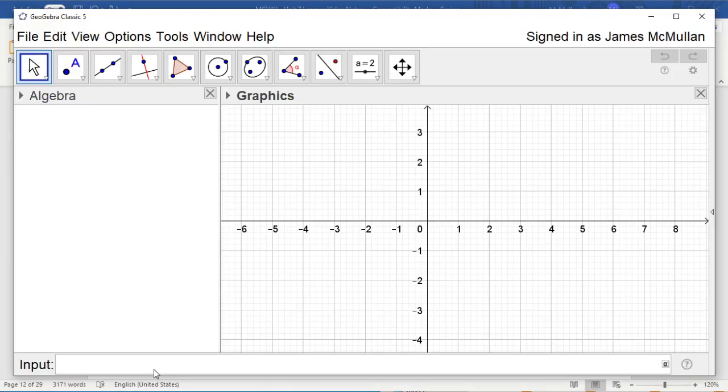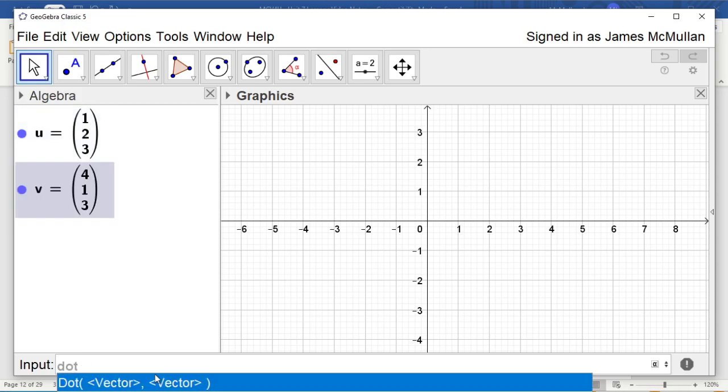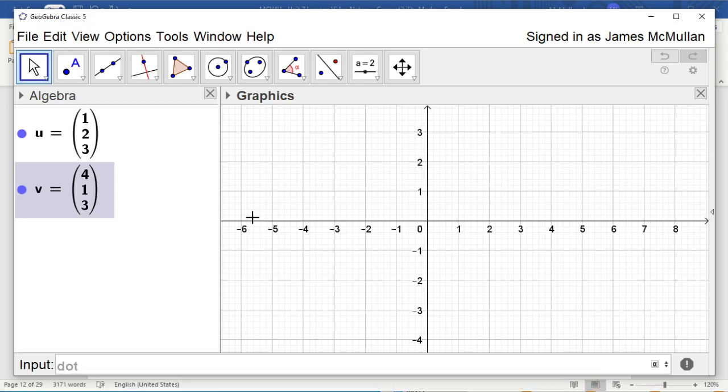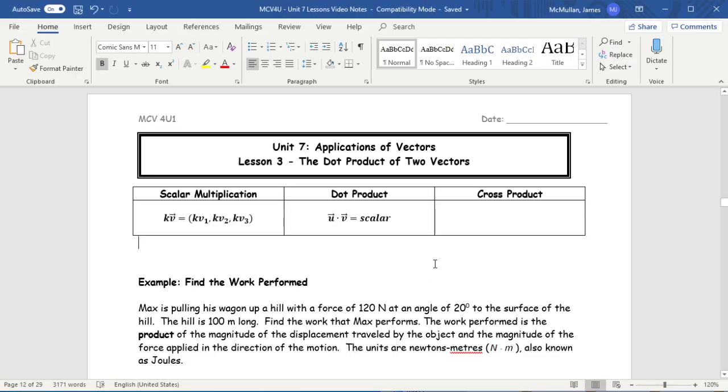Just a really quick example. Let's say u is 1, 2, 3, and v is 4, 1, 3, and then we go dot. If you type dot, what does it look for? It wants to know what two vectors do you want to dot together. So I'm going to dot u and v together, and it gives me this number 15. Just a regular number. It's not a vector anymore.